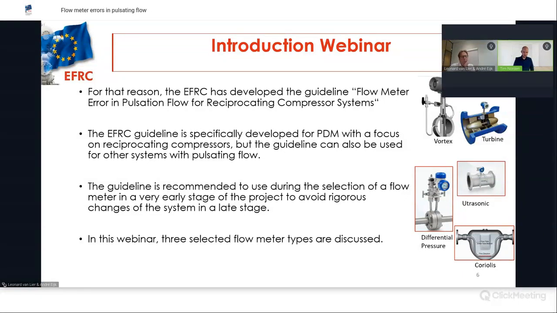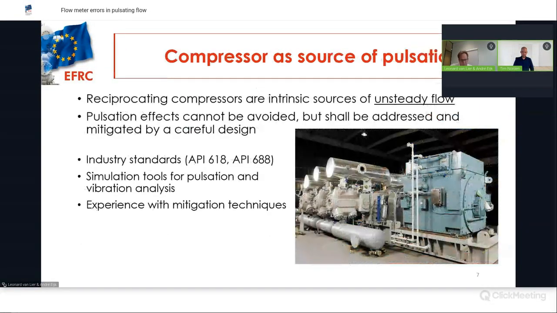And we highly recommend using this guideline during the selection of the flow meter at a very early stage of your project to avoid any bad things happening at a late stage. And in this webinar, we will talk about 3 selected flow meter types. So this is, as I mentioned before, DP meter, ultrasonic meter, and the Coriolis meter. And now I would give the word to Leonard.